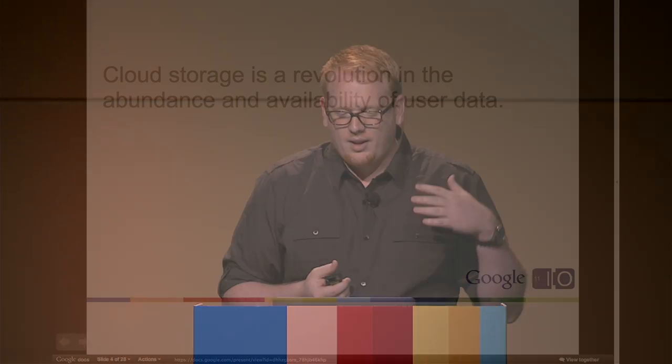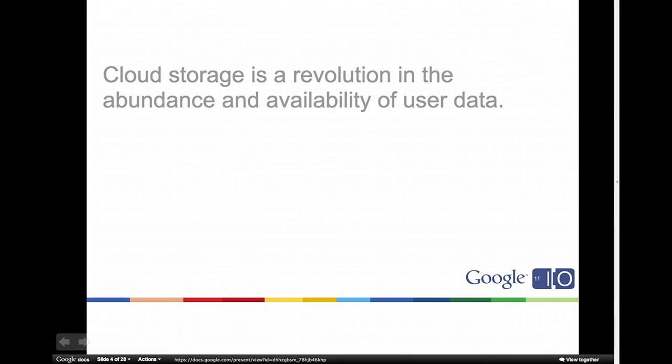OK, so basic statement. I think that we can all agree that cloud storage is really a revolution in both the abundance and the availability of user data. So nowadays, we have tons and tons of data, and it's really highly available. Like, we can access it in milliseconds. So that's huge, right? If you remember a decade ago, we didn't have so much data, and it wasn't as available. Even 20 years ago, big mainframe systems, and the data wasn't necessarily available.